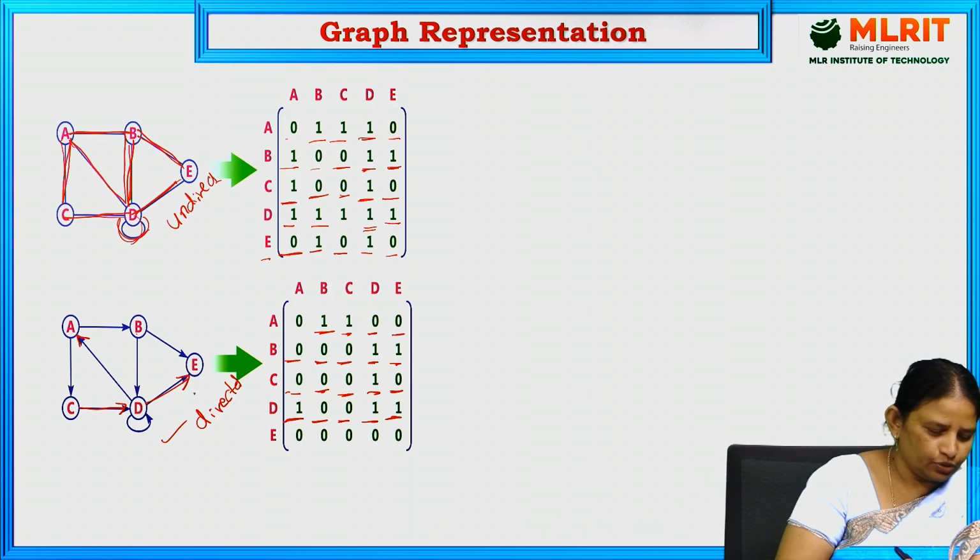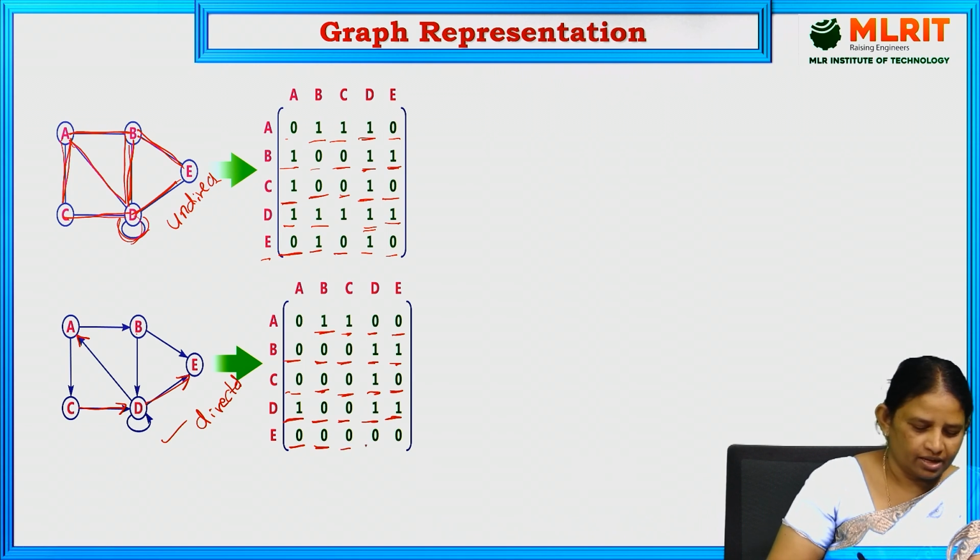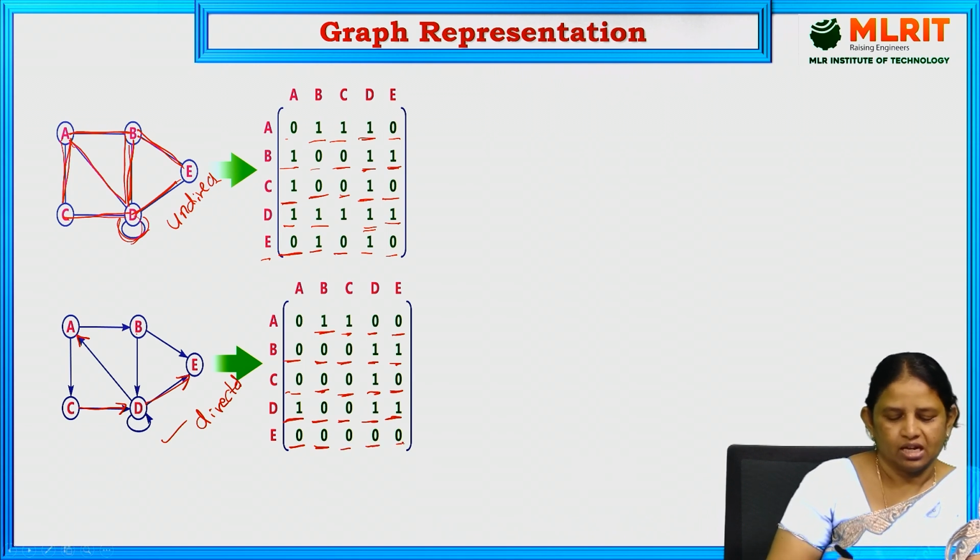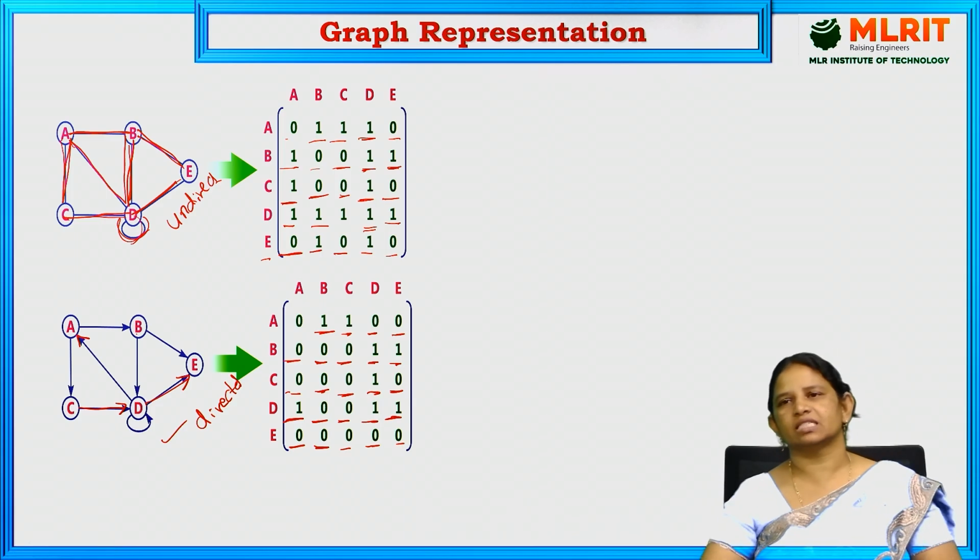Next, E to A, no edge. E to B, no edge. E to C, no edge. E to D, no edge. E to E, no edge. So this is called an adjacency matrix representation.